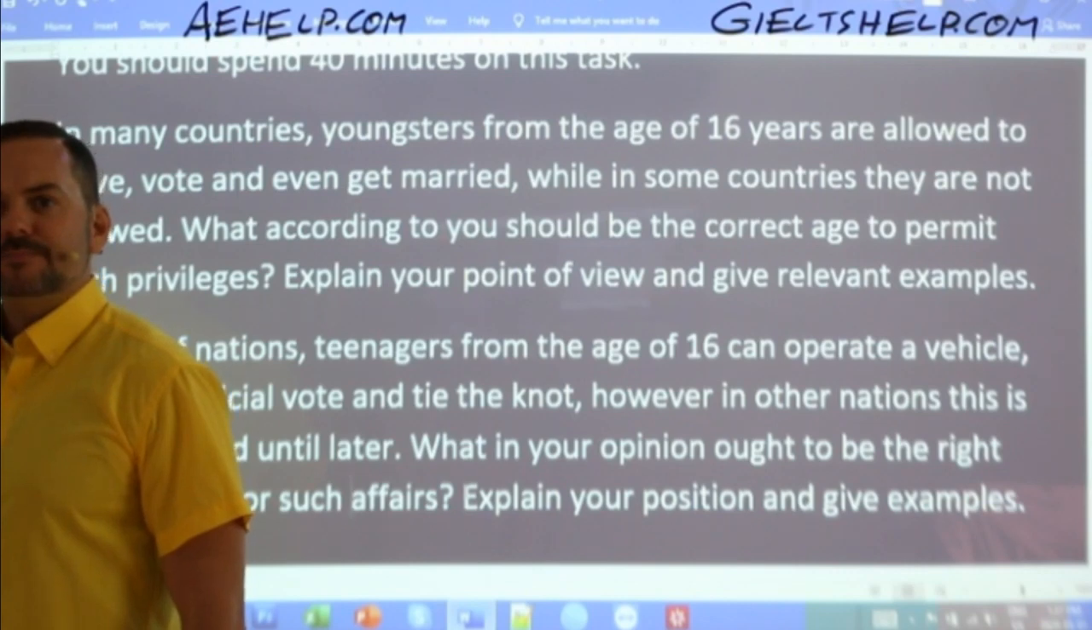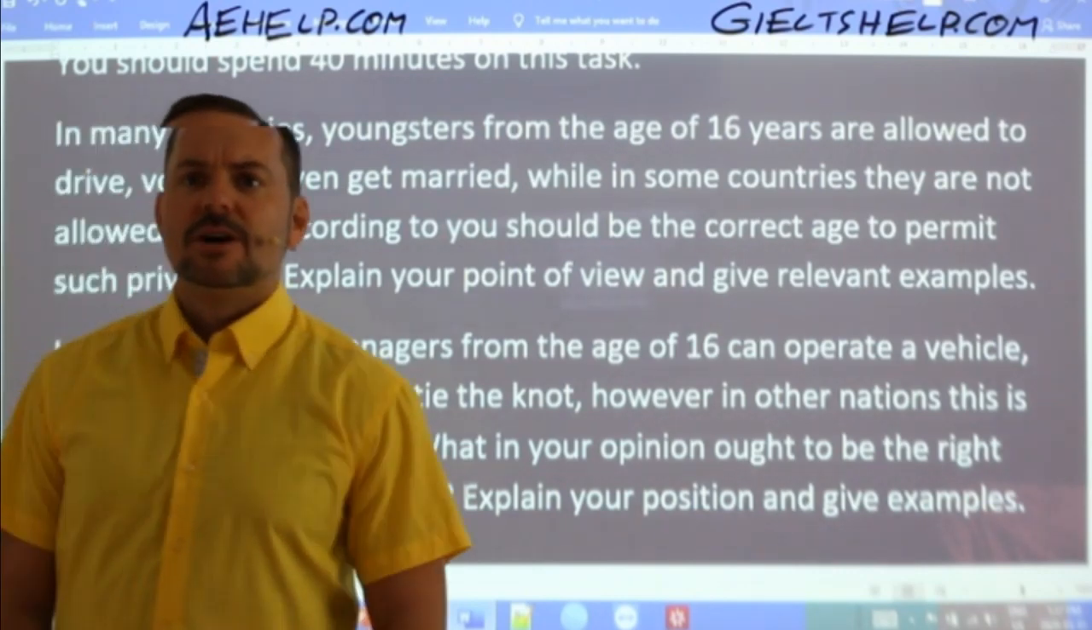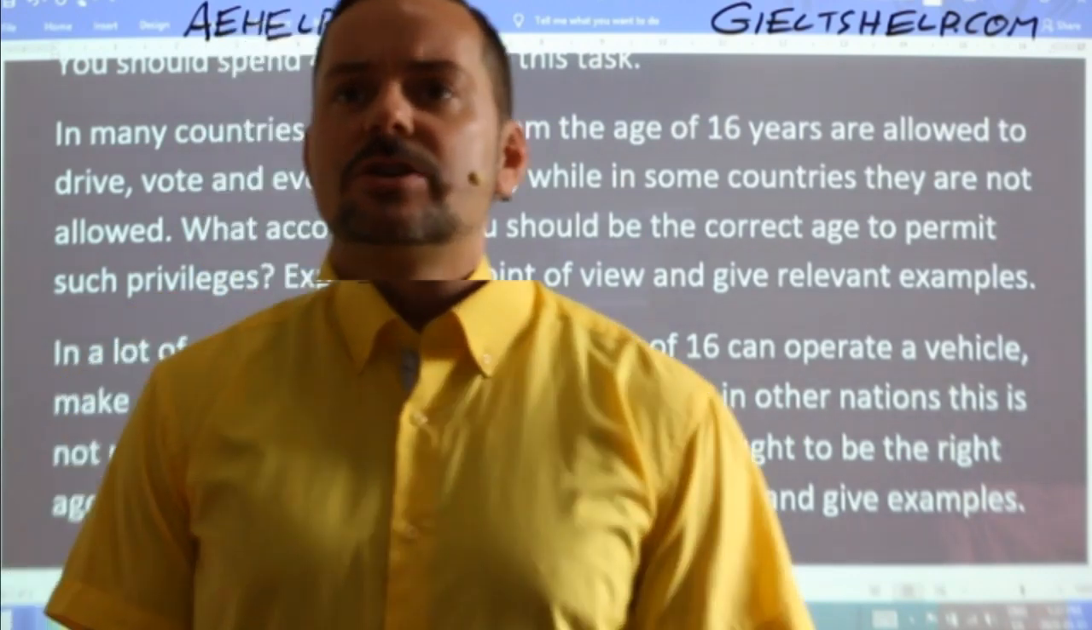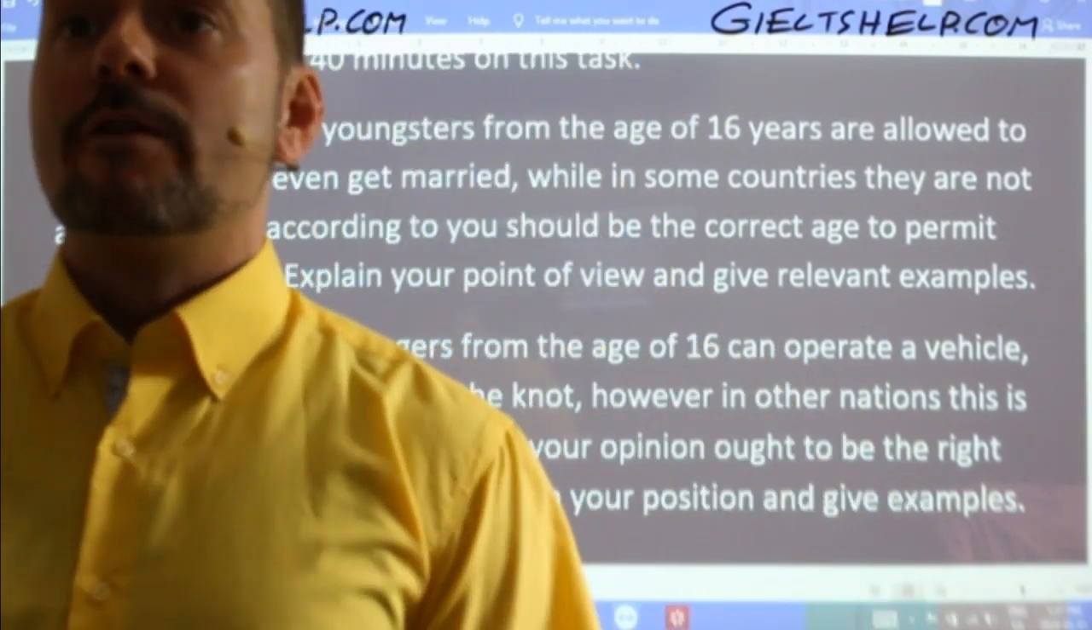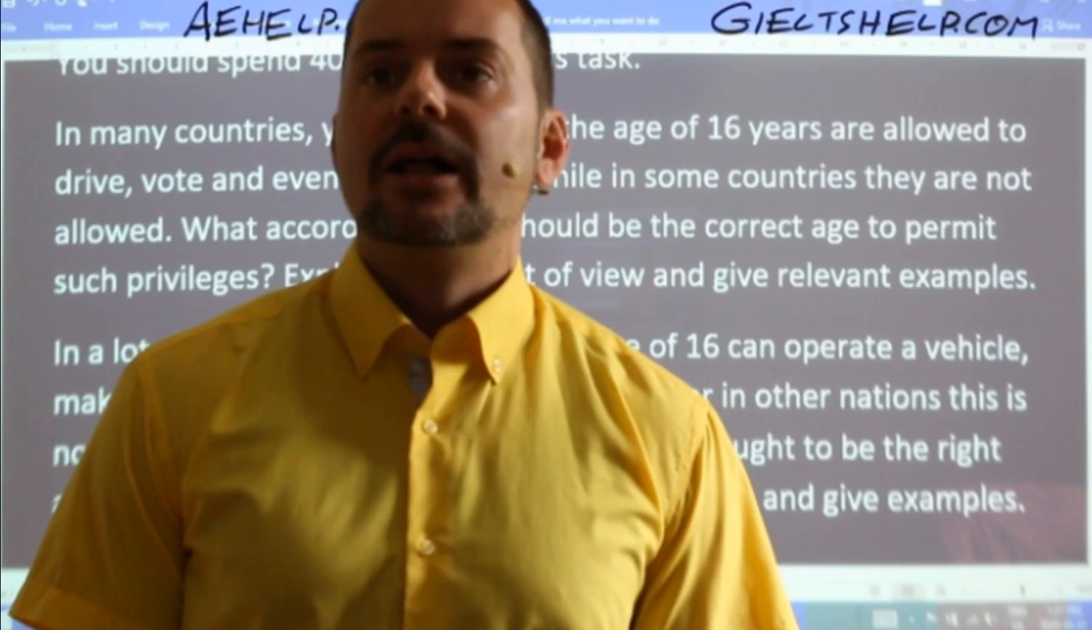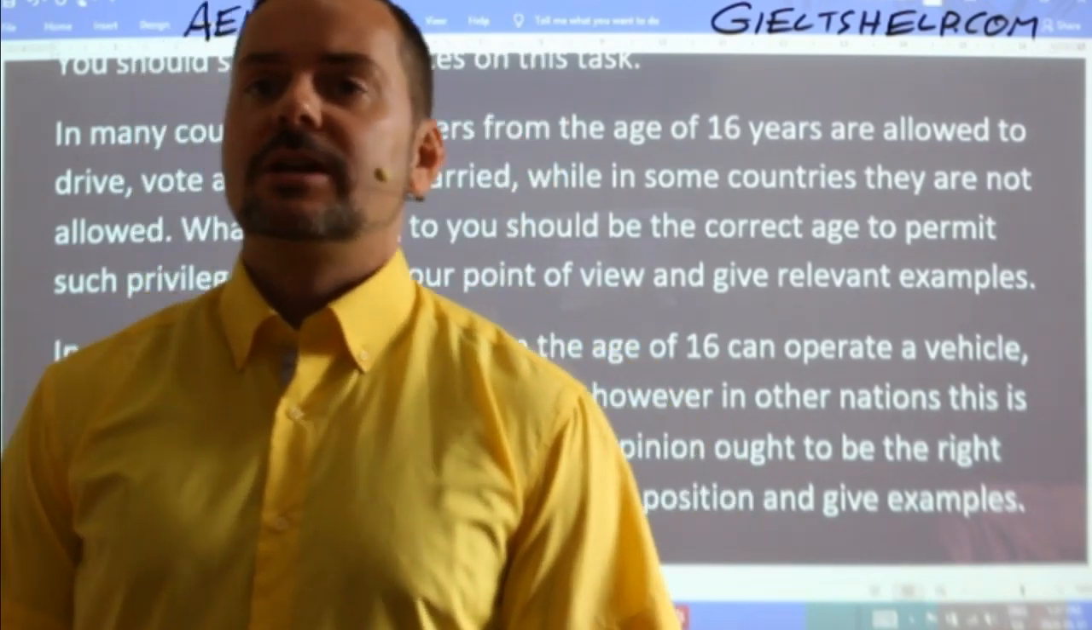Okay. Bekjan says, in many nations, many young people from the age of 16 years are permitted to drive a vehicle, vote, and wed, while in other republics, these actions are strictly forbidden for them.